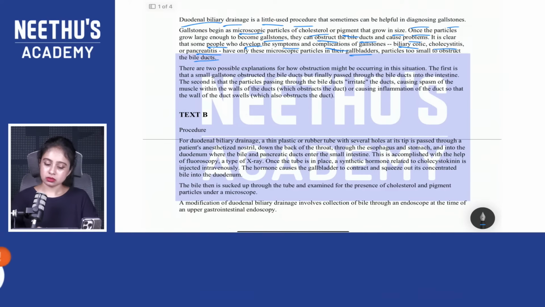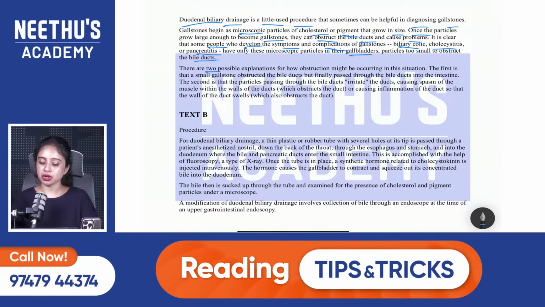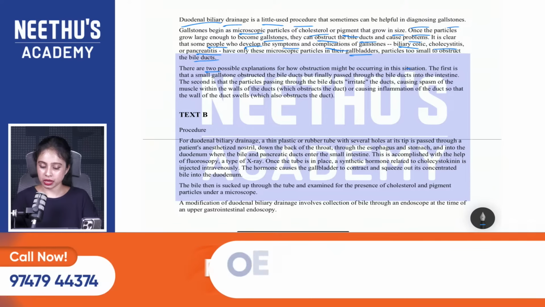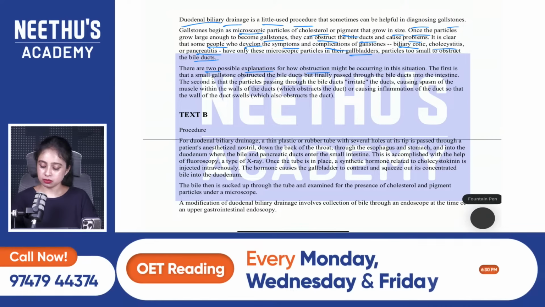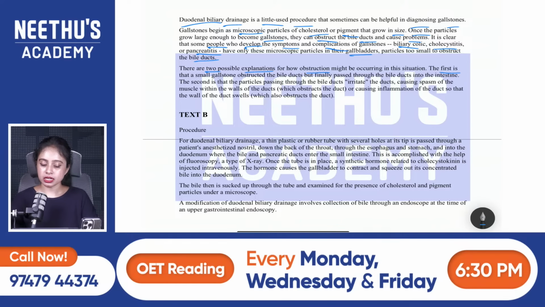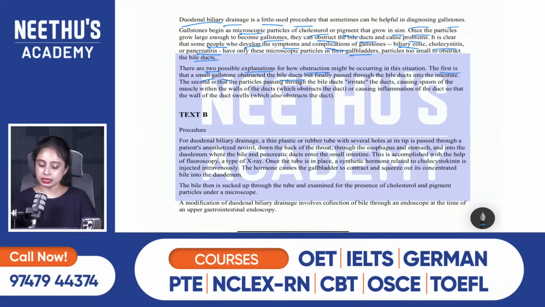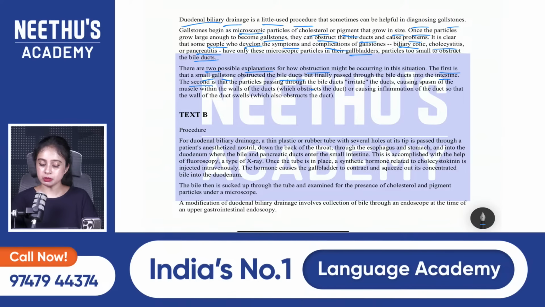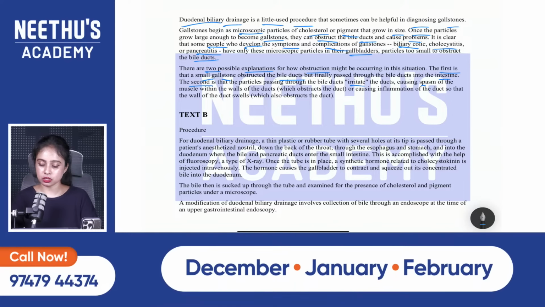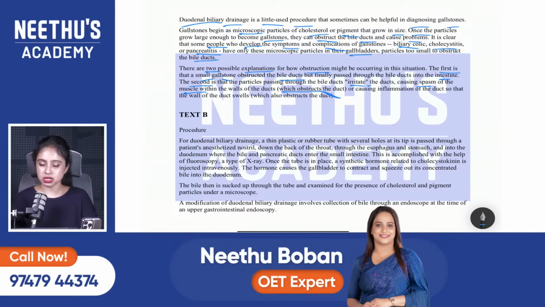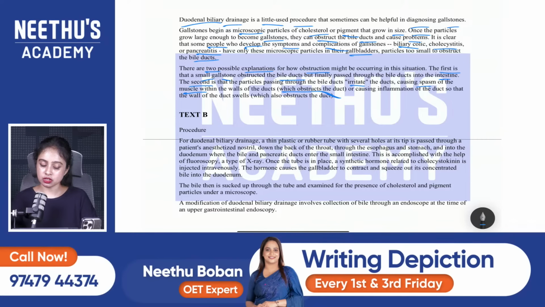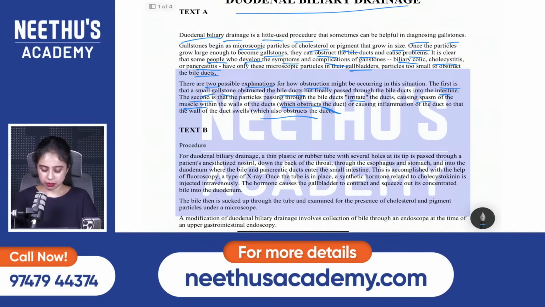Then there are two possible explanations for how obstruction might be occurring in the situation. So two explanations and obstruction. Yes, the first, that small gallstone obstructed the bile ducts but finally passed through the bile ducts into the intestine. The second is that the particles passing through the bile duct irritate the ducts, causing spasm of the muscle within the walls of the ducts, which obstructs the duct, or causing inflammation in the duct so that the wall of the duct swells, which also obstruct the duct. So these are my keywords from text A.